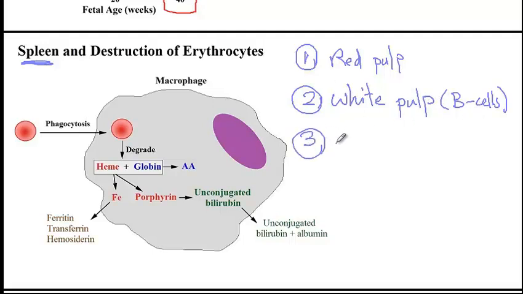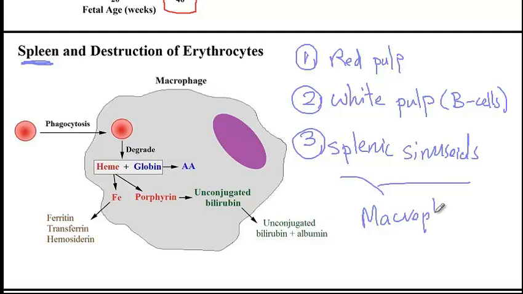And then finally we have the splenic sinusoids. And these splenic sinusoids are lined with macrophages. All right? So macrophages are lining the splenic sinusoids. And when red blood cells are squeezing through the splenic sinusoids, it's the surrounding macrophages that will destroy any abnormal or damaged or aged red blood cells. And so under these circumstances, macrophages will phagocytose the red blood cells, and the red blood cell degradation products will give rise to heme and globin component.